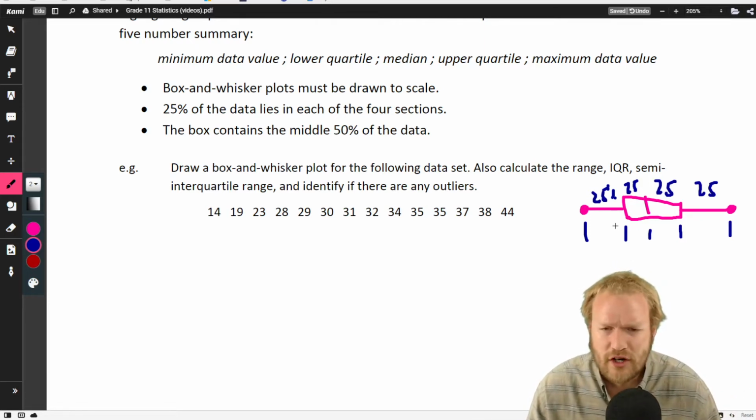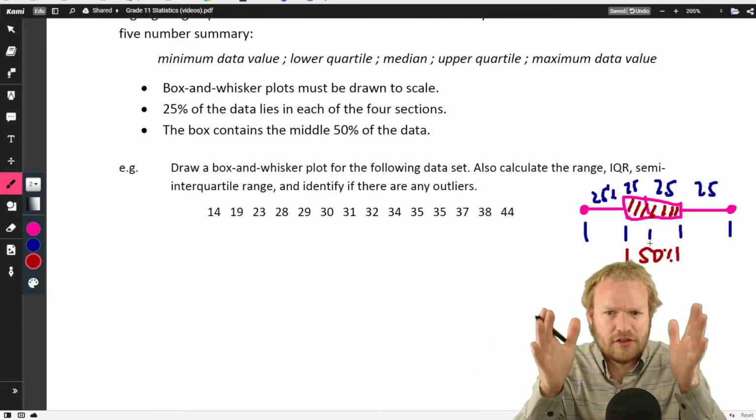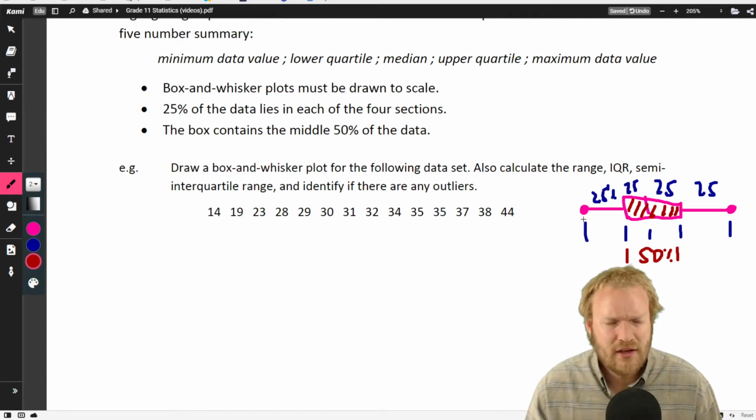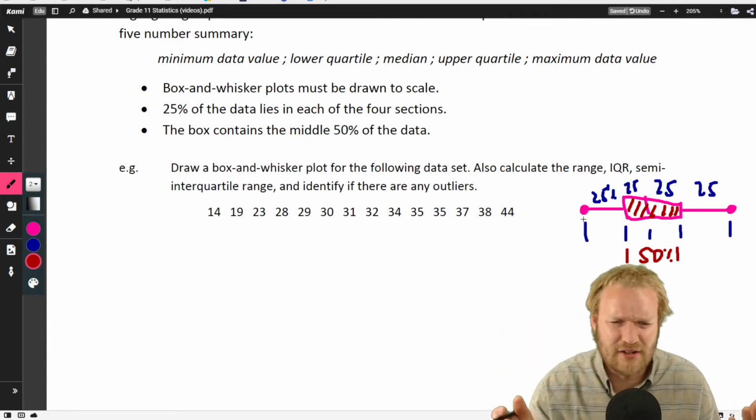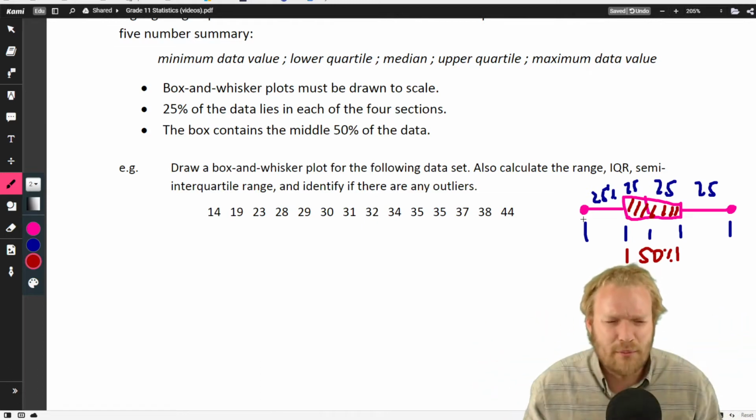Okay, so we've got half, because 25 plus 25. So inside this box, that bit there would be 50% of the data. So half the data is sitting in this box. And this is useful to see instead of just a crude mean or just a median, we can tell a little bit more about our data set.